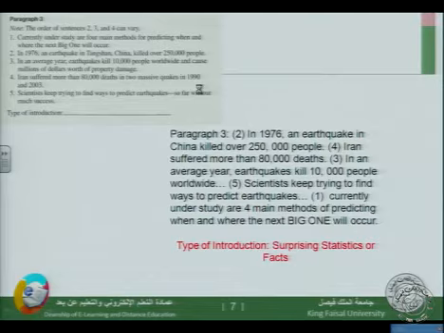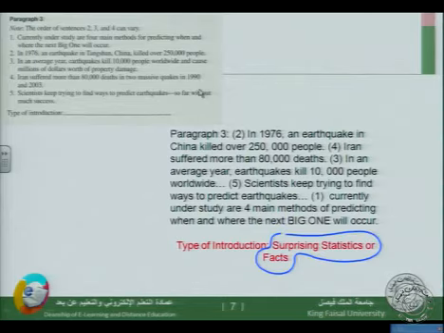So this is a type of surprising statistics or facts. We're talking about facts. حقائق. هذه حقائق شمالها مفاجئة. حوالي 250,000 ماتوا في الصين، 80,000 ماتوا في إيران. كل هذه statistics إحصائيات. Okay? بسبب الزلازل. So what type of introduction is it? It is surprising statistics or facts. Okay?